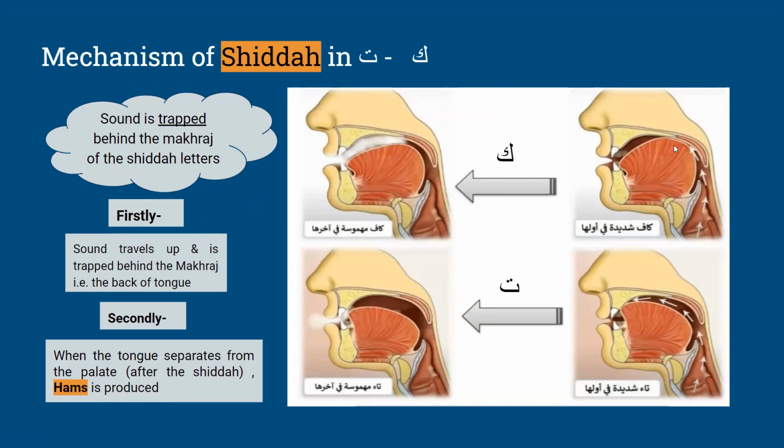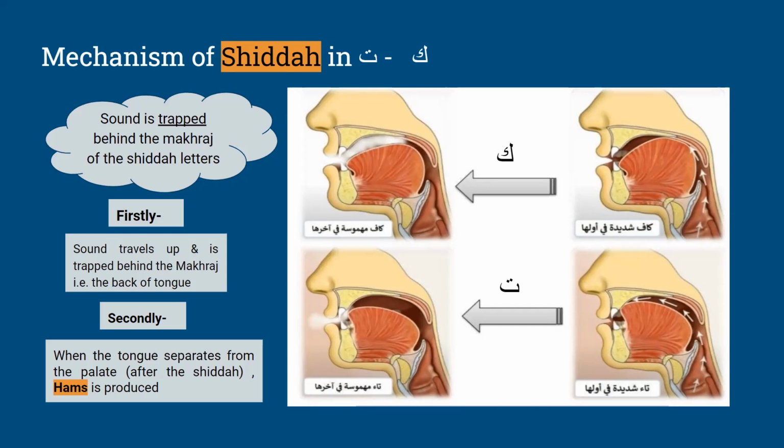Now, when you separate the tongue from the makhraj, from the palate, it's not the qalqala that we will be applying for the kaf, because the kaf is also a letter of hams. Remember, we learned the hams and the jahar. فحثه شخص سكت. So the kaf and the ta, they both are letters where the hams is applied. So even though these letters are letters of the shiddah, because it has a hams as well, when you separate the tongue from the palate, you will be producing some airflow, which is called hams.